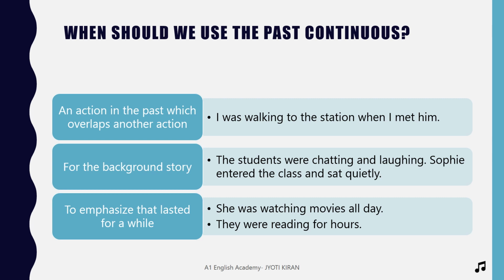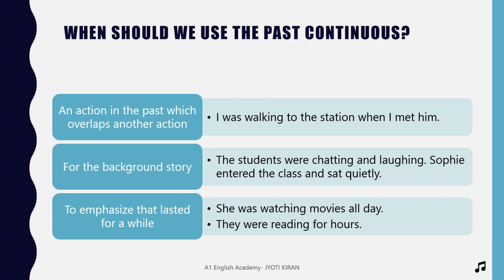Secondly, we use it for the background story. For example, the students were chatting and laughing. Sophie entered the class and sat quietly. You can note in the first part of this sentence I have used past continuous by using were chatting and laughing, and in the second part of the sentence I have used past simple tense by using entered as a second form of verb and sat, that is also the second form of verb. This tense is really useful when you are writing a story.